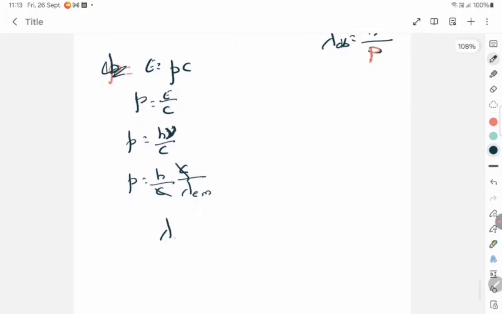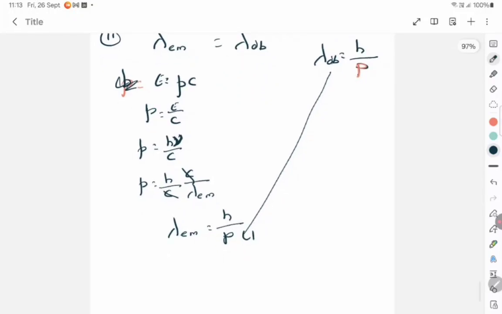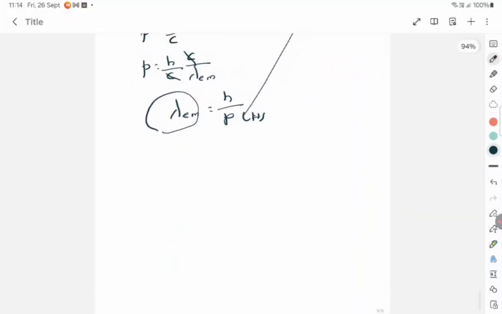From this you cross multiply, and you get lambda of the electromagnetic wave is h by p, which is also equal to the de Broglie wavelength. So left hand side is equal to right hand side, which shows that the wavelength of the electromagnetic wave and the de Broglie wavelength are just the same. You don't have to confuse yourself or panic. If they give you the de Broglie wavelength and ask you the electromagnetic wave's wavelength, it's all the same. So that's the conclusion. Let's go to the next question.